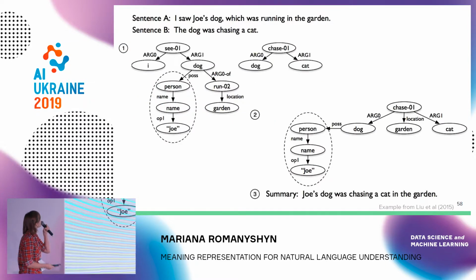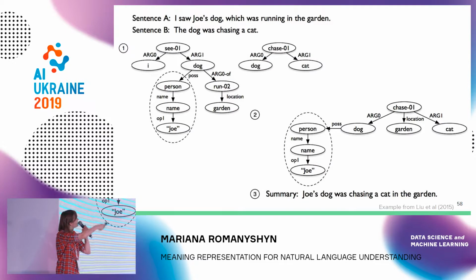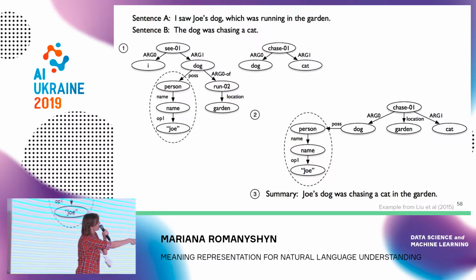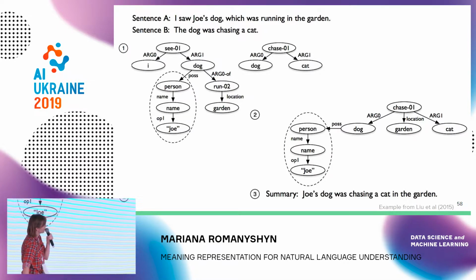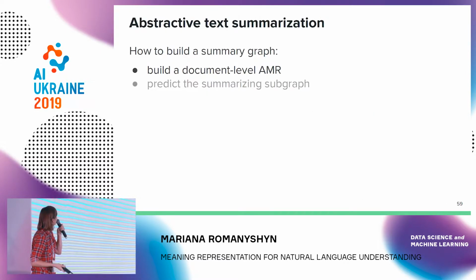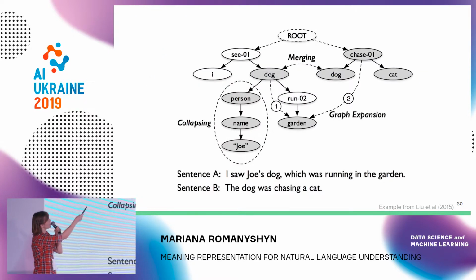And let me show you a small example. "I saw Joe's dog, which was running in the garden. The dog was chasing a cat." So we can build two AMR graphs, merge them together, extract a summary graph, and then generate a summary: "Joe's dog was chasing a cat in the garden." And there's a pretty simple intuition here. We build a document level AMR by just merging everything.